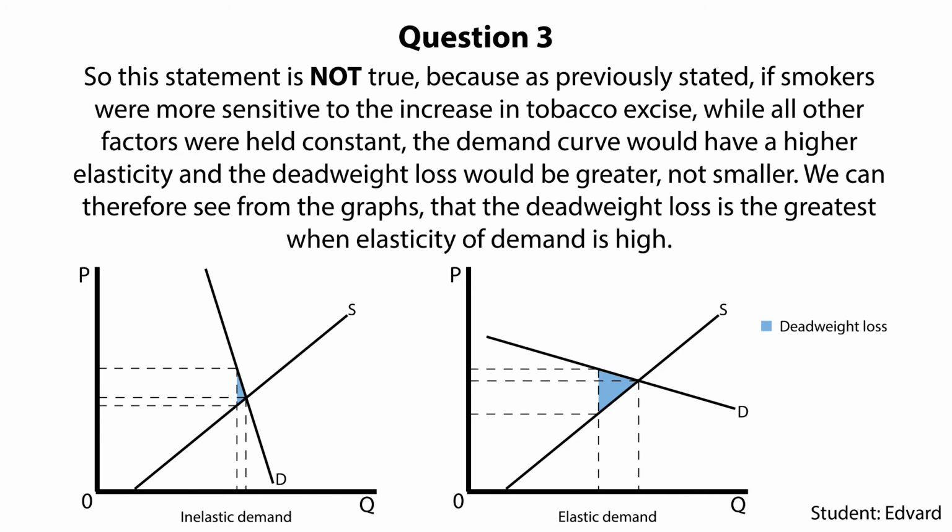So, this statement is not true because, as previously stated, if smokers were more sensitive to the increase in tobacco excise, while all other factors were held constant, the demand curve would have a higher elasticity and the deadweight loss would be greater, not smaller. We can therefore see from the graphs that the deadweight loss is the greatest when elasticity of demand is high.